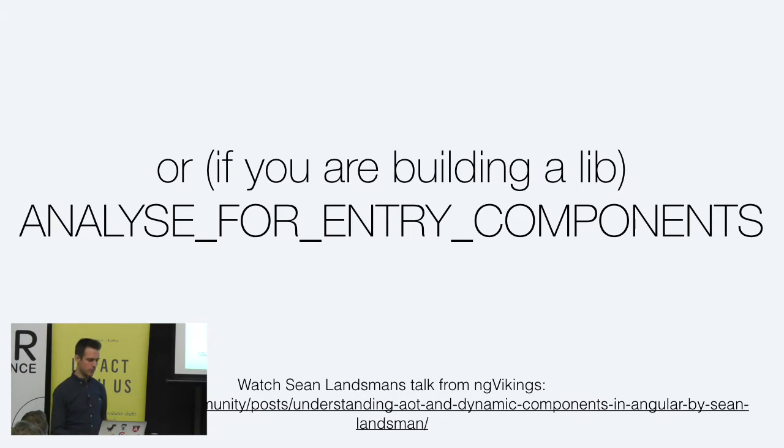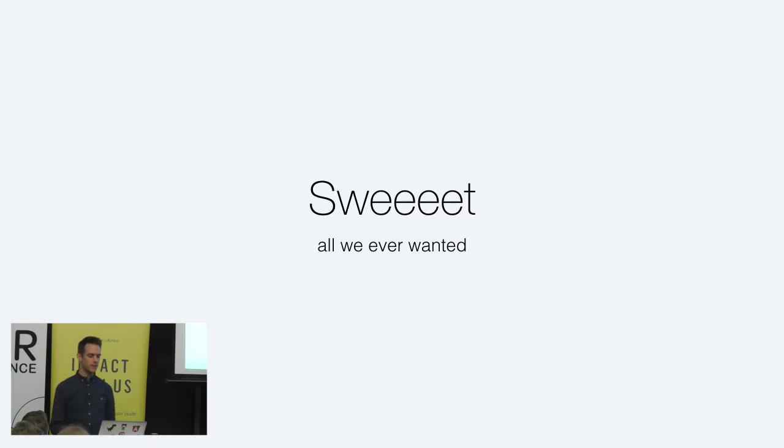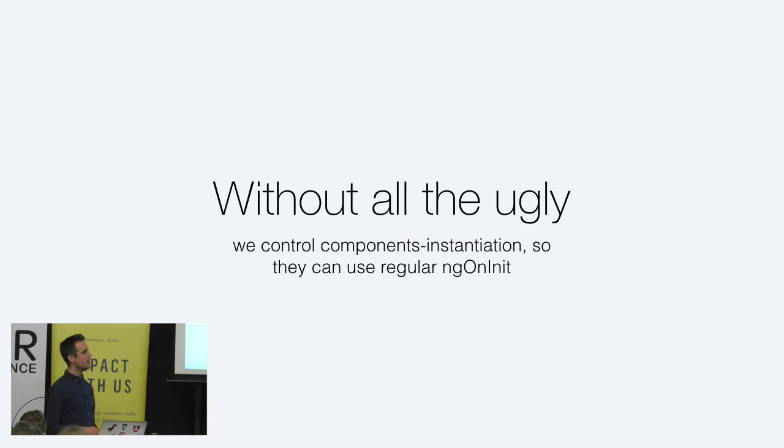But you should look at Sean's talk from NG Vikings. So basically, we have all we ever wanted now. We have the dynamic stuff. We have none of the ugly template stuff, and all of the good stuff. All of the bad stuff is away. So now we have ngOnInit on all our templates because they're actually being instantiated over and over again, even if it's the same template again.